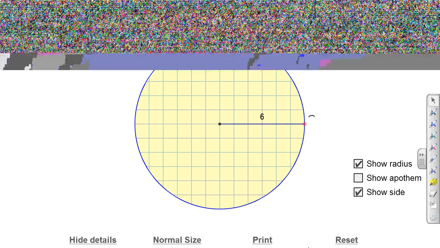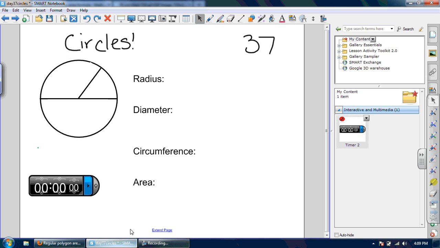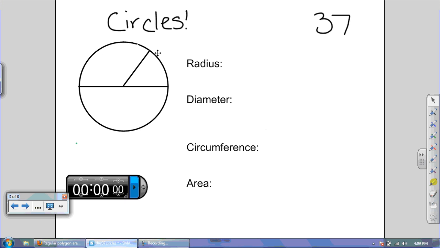Alright, let's go back. So here's our shape. Here's circles, everyone's favorite. So let's start. Let's define the parts of our circles. First thing we always talk about is the radius. So what is the radius of a circle?